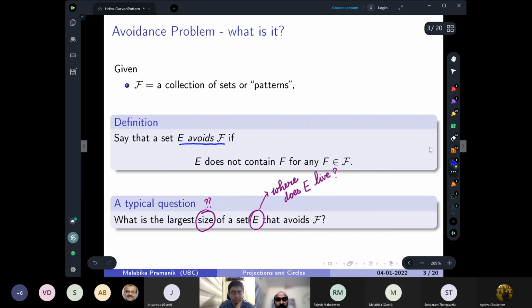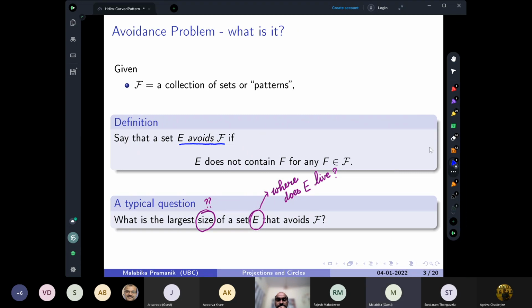Okay, so what exactly is an avoidance problem? We start with a collection of patterns, which is a collection of sets. And let me try writing this now, and you can tell me if this is visible.